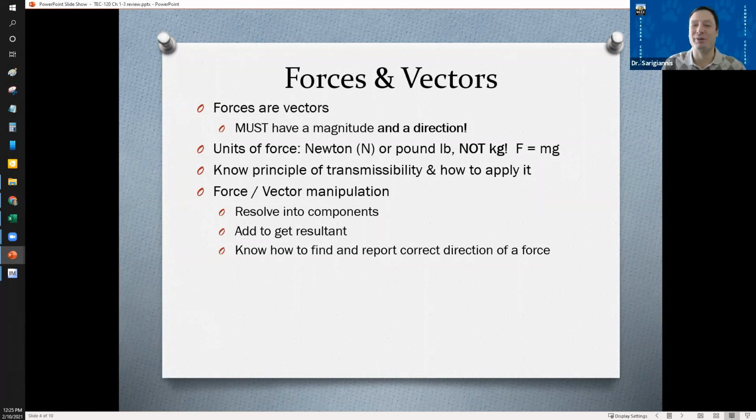Put a little angle symbol, right? You have to have a magnitude. You have to have units, right? If you're calculating forces, their units should be newtons or pounds. Kilograms is not a force.